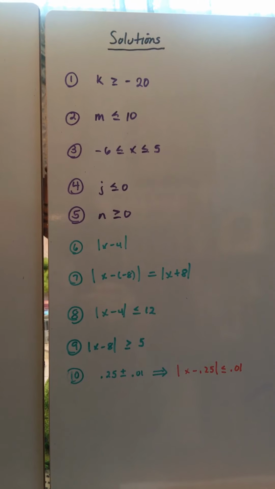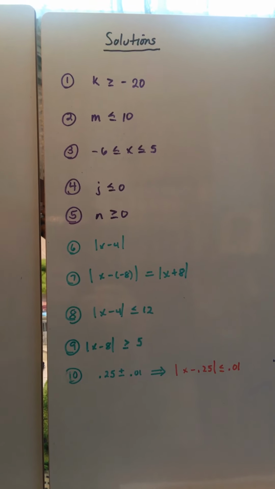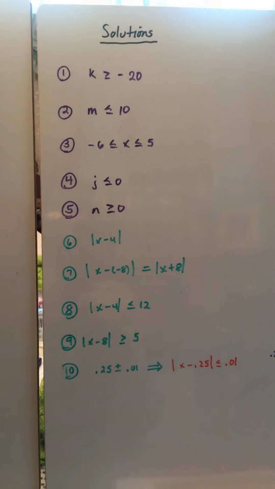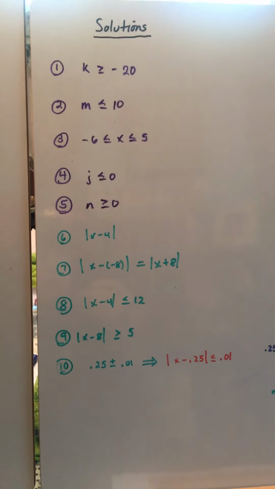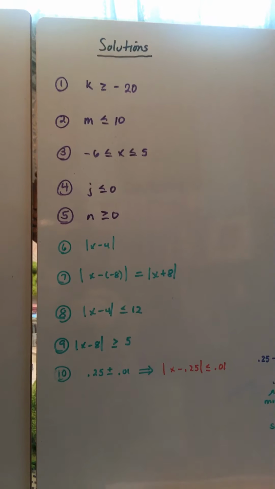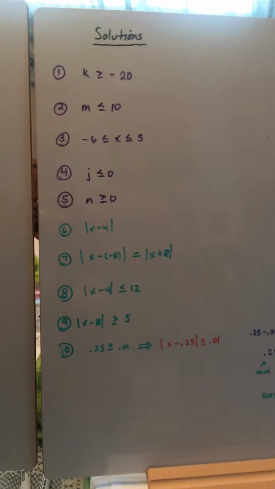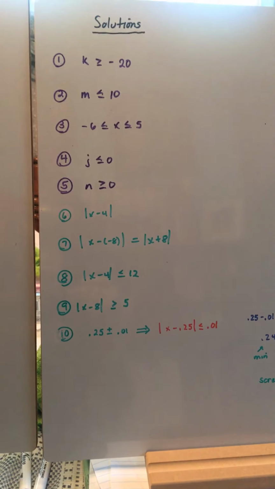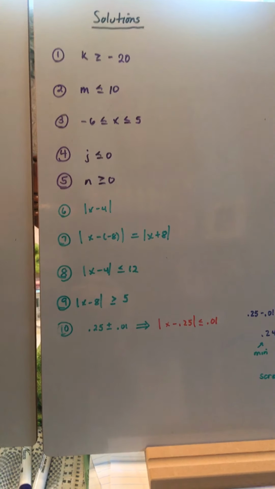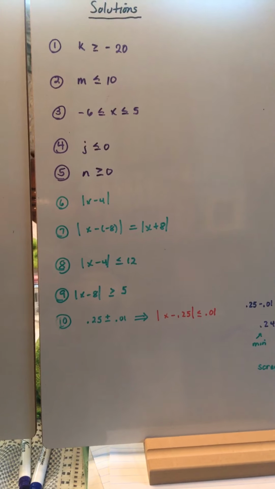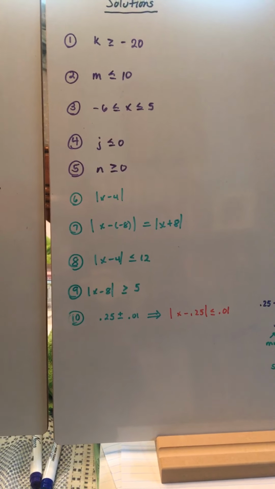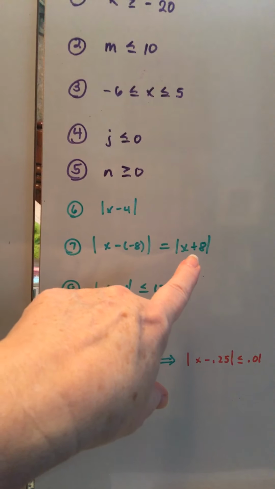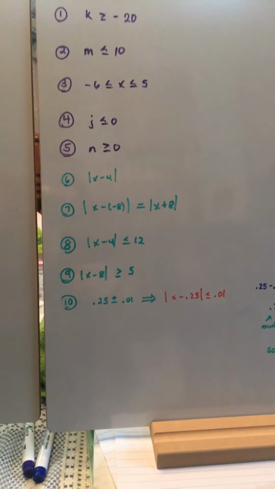I tell you J is non-positive. That means it's 0 or negative. I tell you that N is non-negative. That means it's 0 or positive. I asked you to find the distance between x and 4. Yes, you could write 4 minus x, but I'm going to tell you everybody's going to write x minus 4 on an answer key. The difference between x and negative 8, and they will go with the x plus 8 on the inside as the answer.